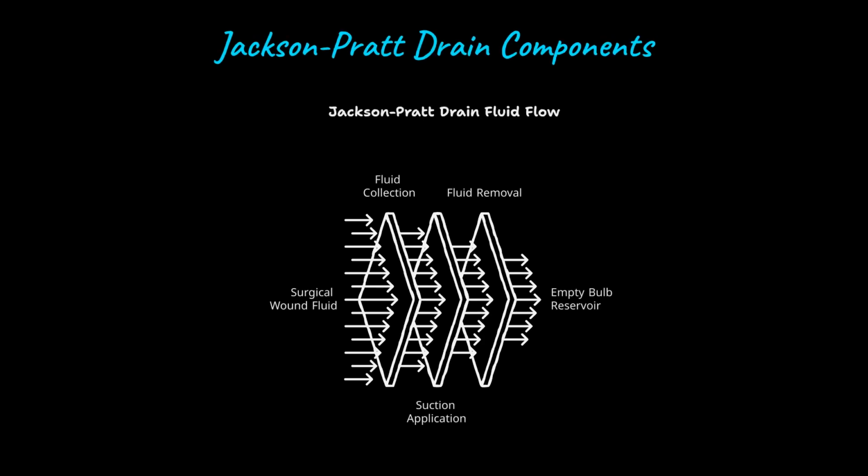The drain consists of a thin perforated tube placed inside the wound, connected by tubing to a soft compressible bulb. When the bulb is compressed and the cap is sealed, the elastic walls try to expand back to their original shape, creating a vacuum that continuously pulls fluid through the perforated tube. The correct sequence is always empty the bulb first, then compress it flat while the cap is still open, and finally close the cap to lock in the vacuum.